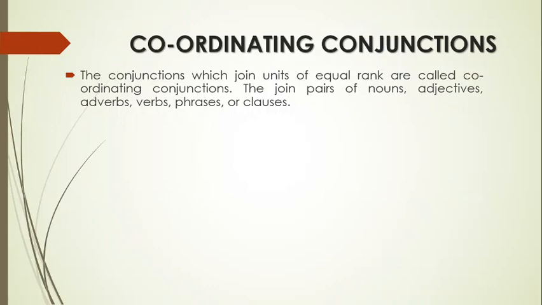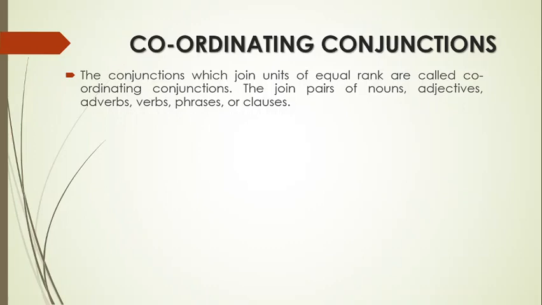So coordinating, these conjunctions, they join units of equal rank. They are called coordinating conjunctions. Equal rank, by that I mean the elements which they join are independent of each other. They don't depend on each other, basically. So they join pairs of nouns. You see, note the word pairs. Pairs, by that I mean the same thing, the balance, the parallel. Nouns with nouns, adjectives with adjectives, adverbs with adverbs, verbs with verbs, phrases with phrases, and clauses with clauses.